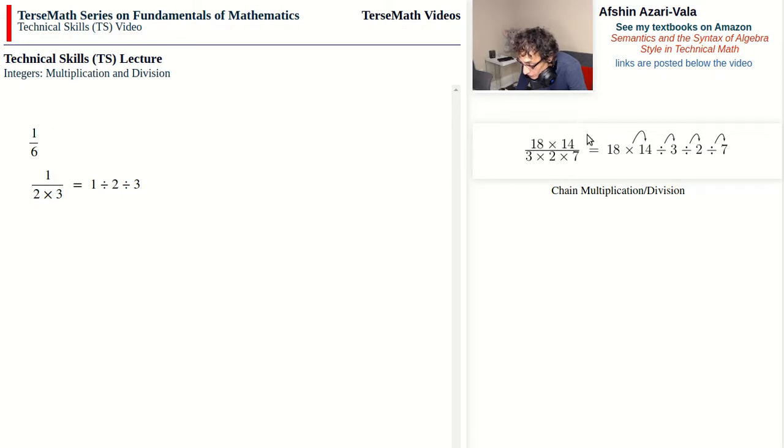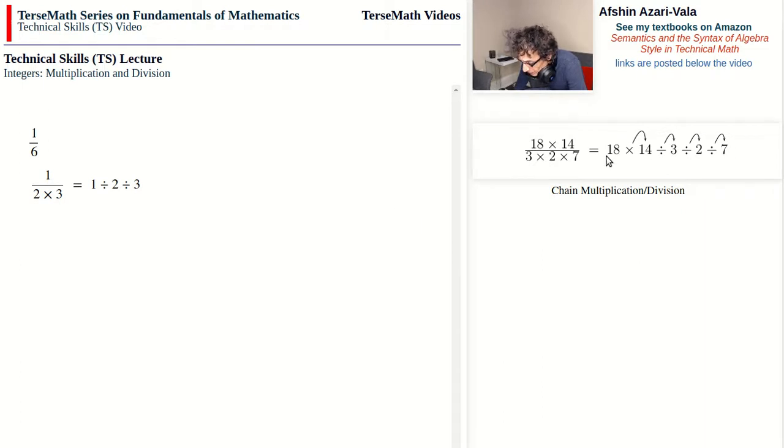So if you have 18 times 14 divided by 3 times 2 times 7, the proper way to look at this is 18 at the top multiplied by 14, of course, and then you divide by 3, you divide by 2, and you divide by 7. It is, of course, possible to multiply 3 and 2 and 7 and then divide by the product, but it's important to understand that this is another way of doing it, and this other way of doing it sometimes becomes pretty much key to understanding some of the concepts that we will be talking about later on.